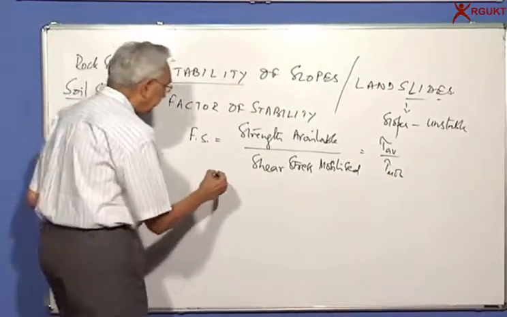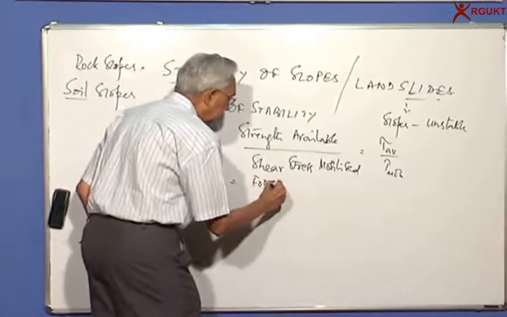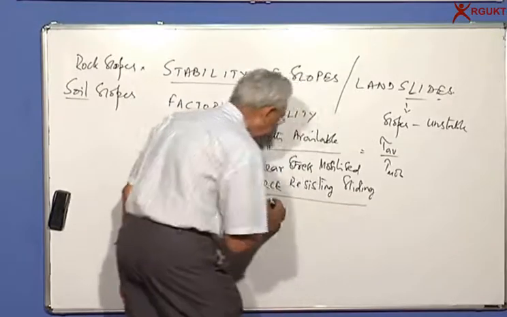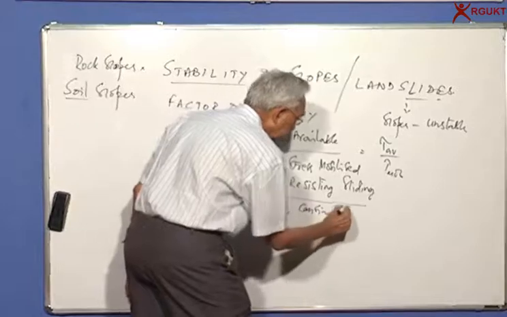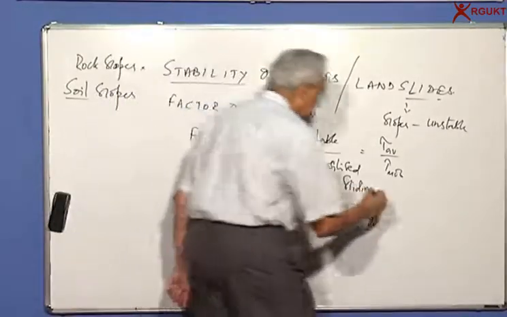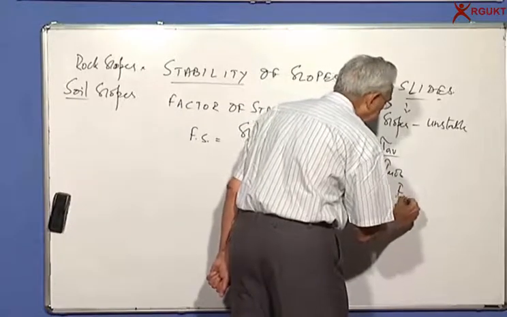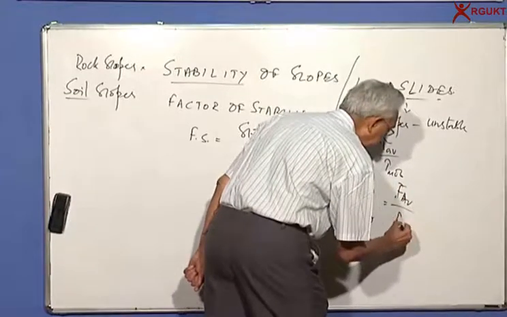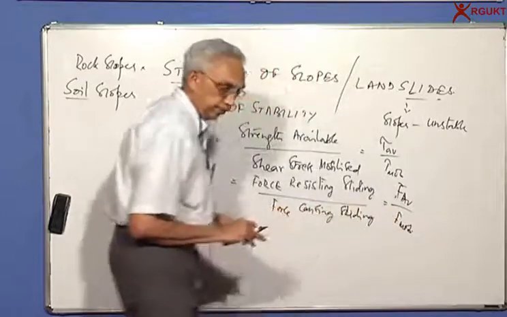We can also define it in terms of force: force resisting sliding divided by force causing sliding. The third one would be in terms of, suppose I say this is F required, F available divided by F mobilized or causing failure.